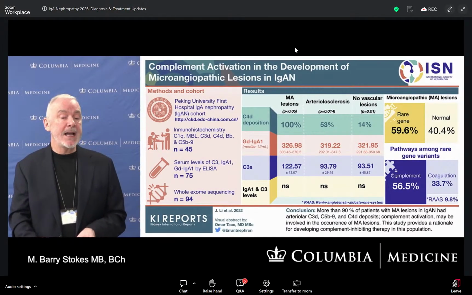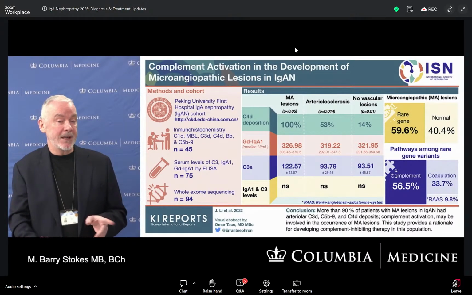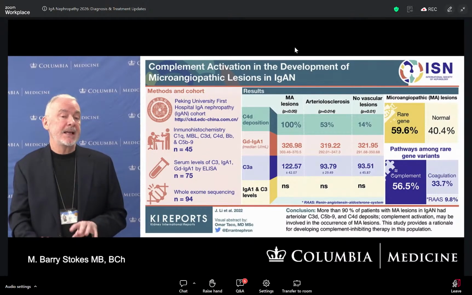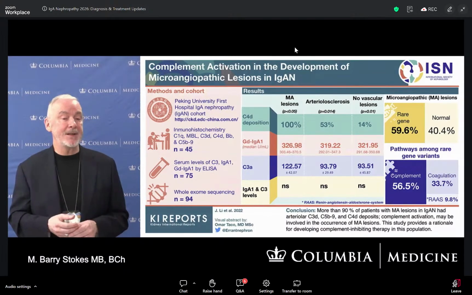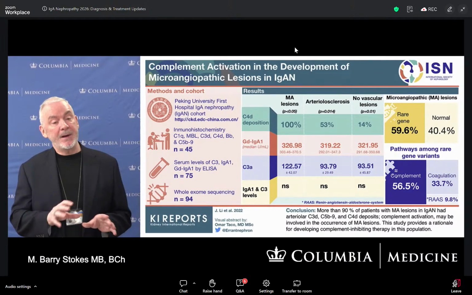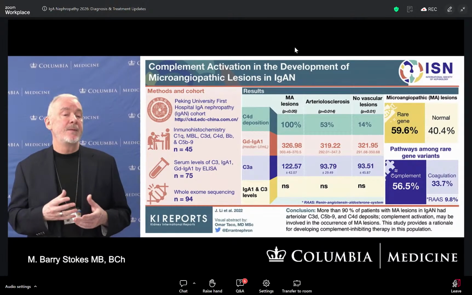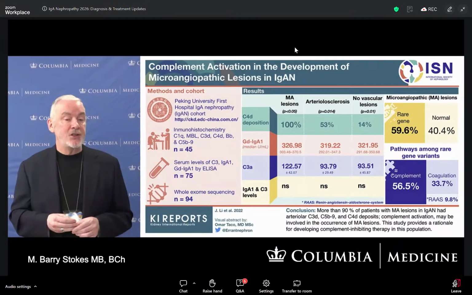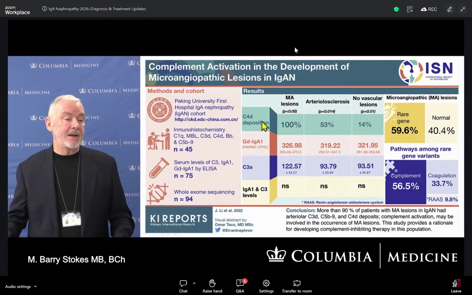This was an interesting study from a couple of years ago from a group in China. They looked at about 900 patients with IgA nephropathy. About 20% of those had severe microvascular lesions, like I just showed you, in the arterioles. About 30% had just arteriolosclerosis, and then some had no vascular lesions. And what they did was they looked at evidence of complement activation in these biopsies and compared C4d deposition as a marker of complement activation, levels of galactose-deficient IgA1 in the circulation, and serum levels of C3.